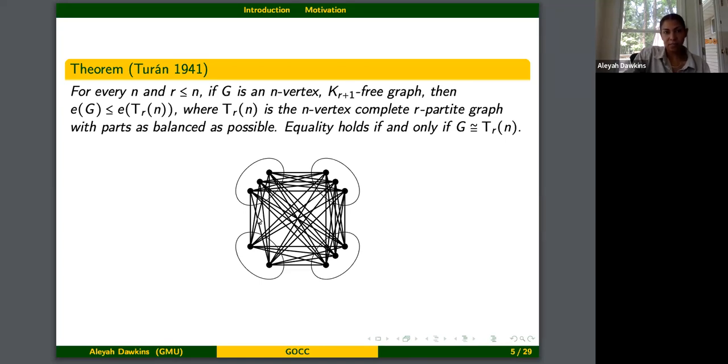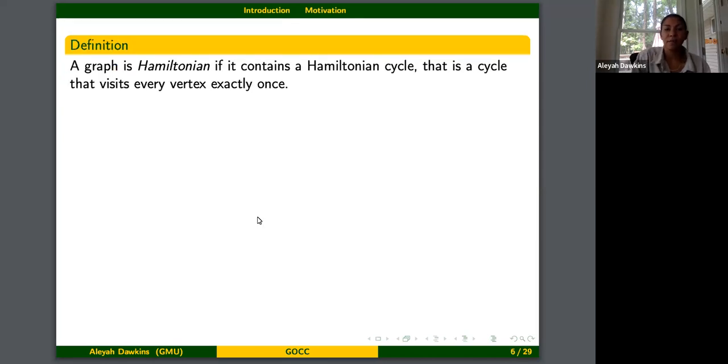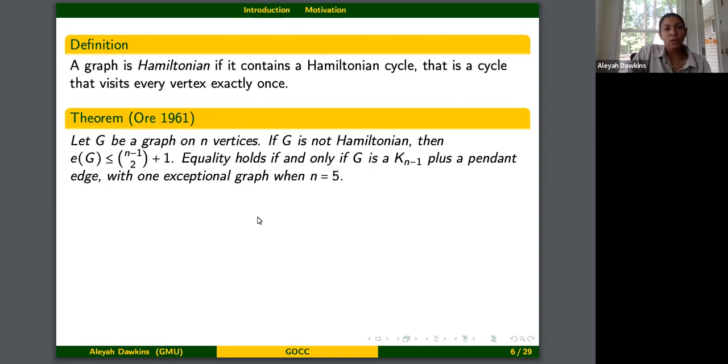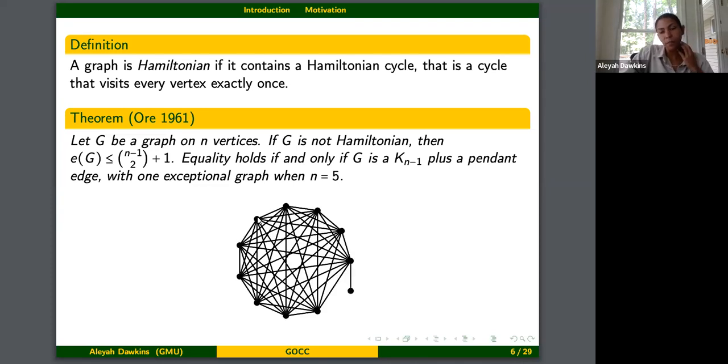Ore studied a similar question, except he replaced the property of being F-free with the property of Hamiltonicity. A graph is Hamiltonian if it contains a Hamiltonian cycle, which is just a cycle in your graph that visits every vertex exactly once. What Ore was able to show is that if your graph is not Hamiltonian, then the maximum number of edges in your graph is (n-1 choose 2) plus 1. And we're going to get equality if and only if G is the complete graph on n-1 vertices plus a pendant edge adjoining that last vertex. So for example, when n is 11, we would have this graph here: a complete graph on 10 vertices, and then that last vertex adjoined with a pendant edge.